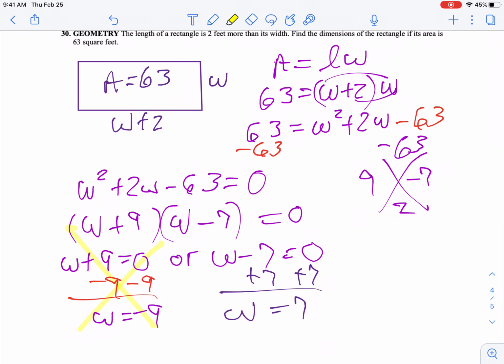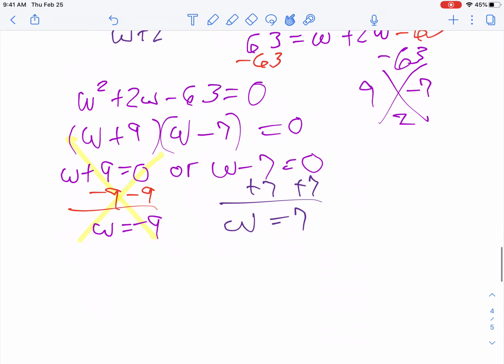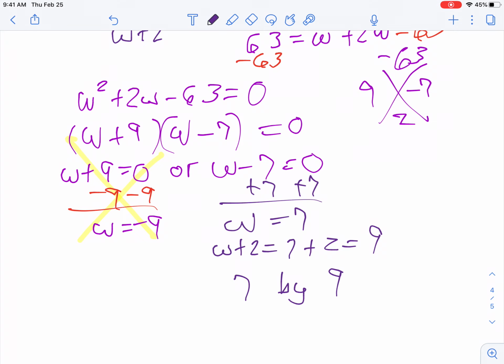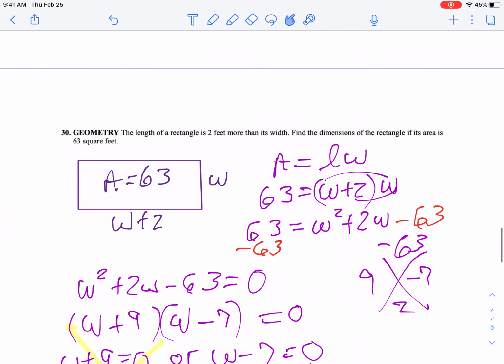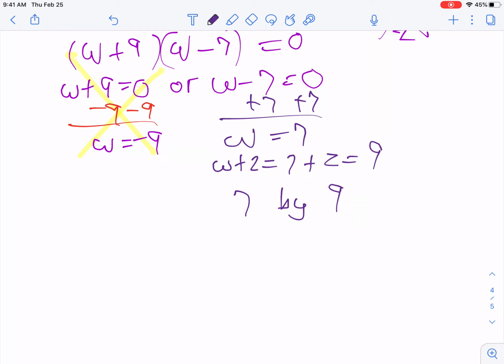We want to find the dimensions. So we know w equals 7. So w plus 2 is going to be 7 plus 2, which is 9. So we know the dimension is going to be 7 by 9. And there were units on this one, so it should be feet. Maybe I should put feet in there. And that's how you do that problem.